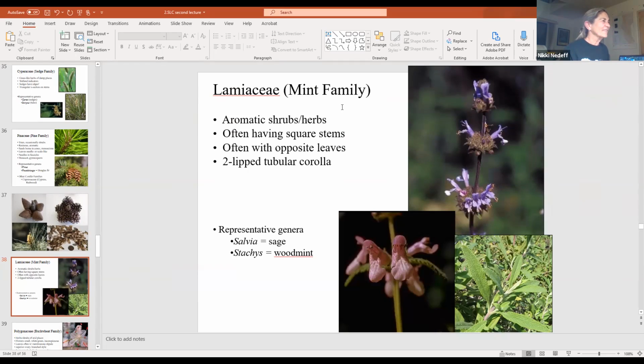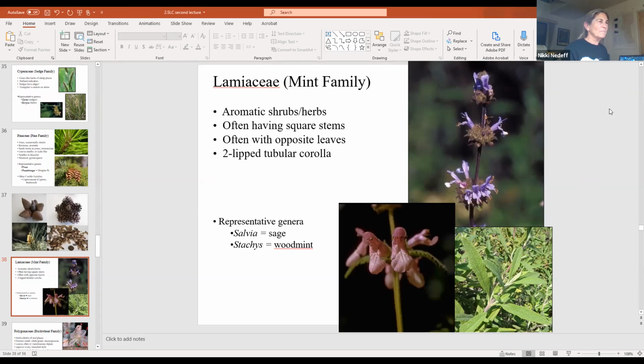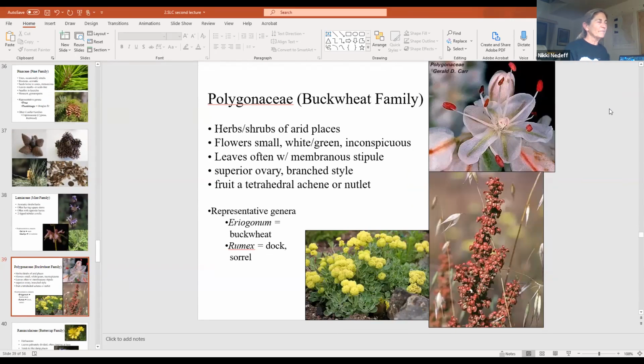Mint family, aromatic, often having square stems, often with opposite leaves, or in this case of the black sage, whorling leaves that sort of twirl around the stem. They have these really interesting bilaterally symmetrical flowers. Very unusual. All the petals are sort of clumped together and connected. Very interesting.